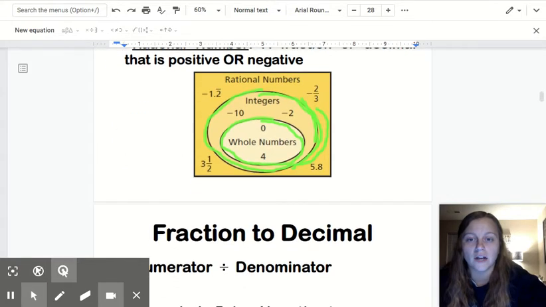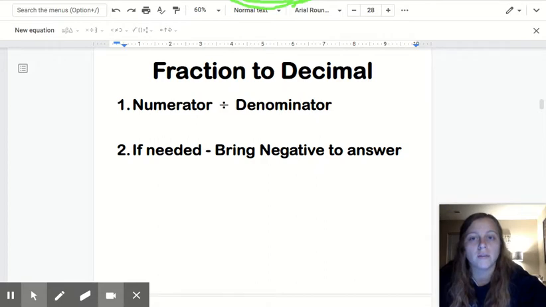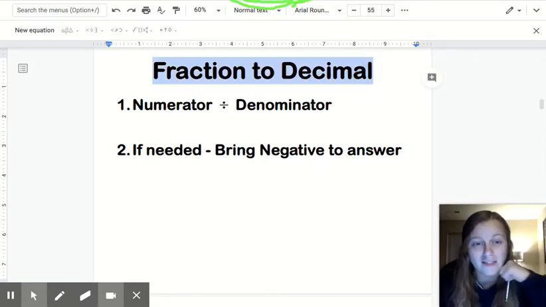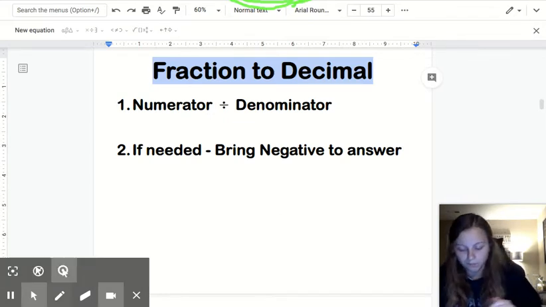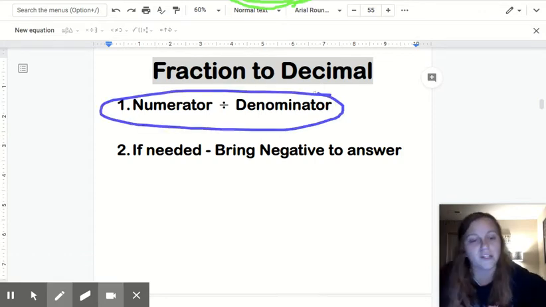Okay, so now we're moving on. Take notes on how to make a fraction into a decimal. Rational numbers as well. So these are positive or negative fractions and decimals. Well, step number 1, you do exactly what we just did in our review. Numerator divided by denominator.